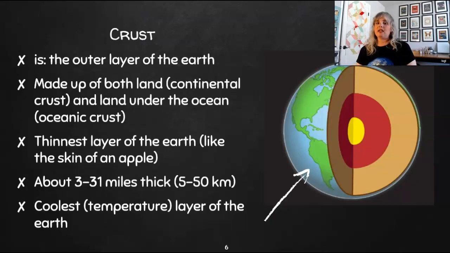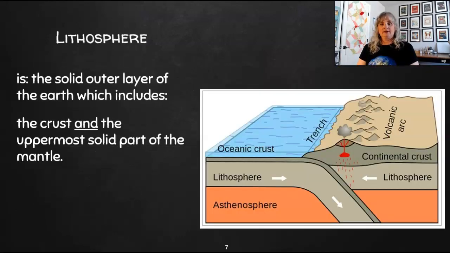So the crust is the outer layer of the Earth. It is made up of both land and the crust under the ocean, which we just talked about. It's the thinnest layer of the Earth. It's like the skin of an apple. So if you cut an apple in half, that skin is a very, very thin part of the apple. It's about 3 to 31 miles thick. So that obviously depends on where it is. It is also the coolest layer in temperature of the Earth. And the lower you go inside the Earth, the hotter it gets.